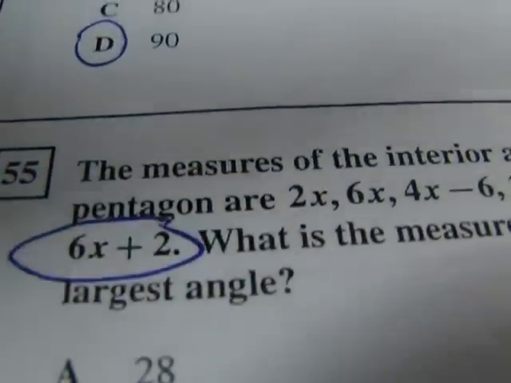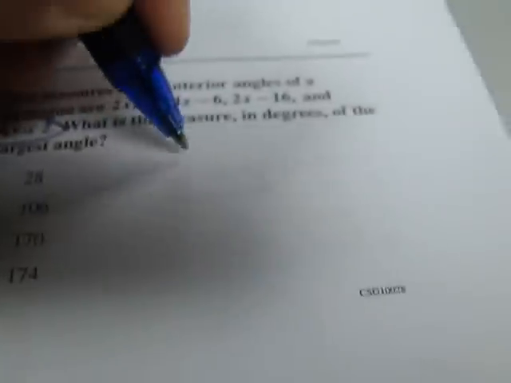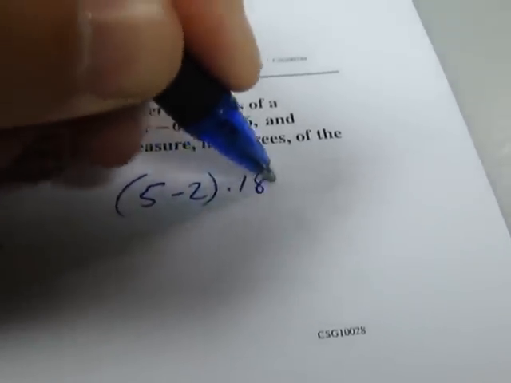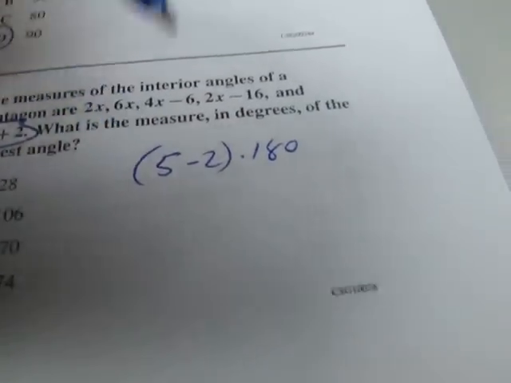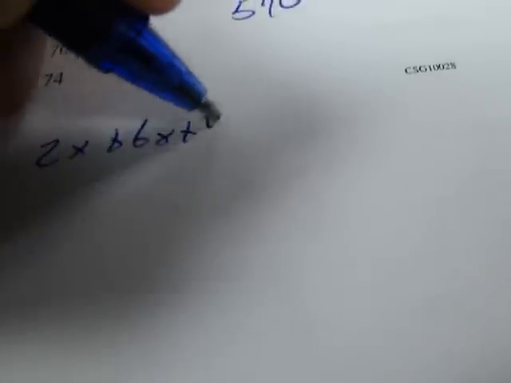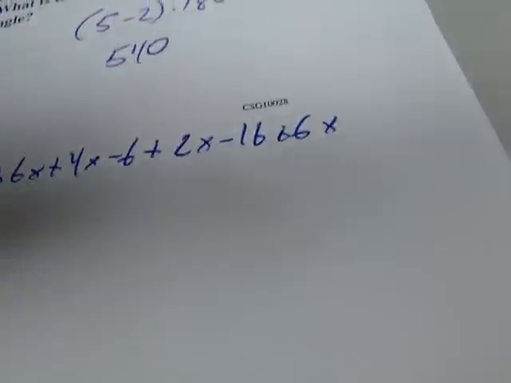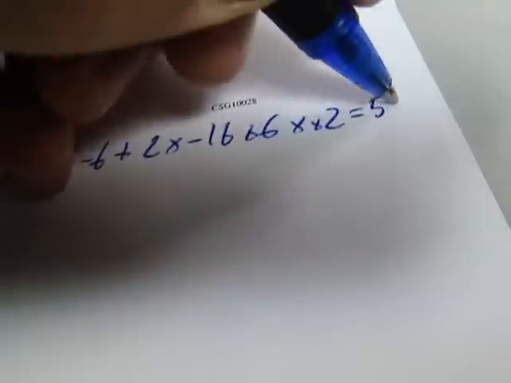So we know that it's a pentagon, so it has 5 sides. What you do is n minus 2 times 180. So 5 minus 2 is 3, and 3 times 180 is 540. So we know that all of these have to add up to 540. Therefore, 2x plus 6x plus 4x minus 6 plus 2x minus 16 plus 6x plus 2 equals 540.